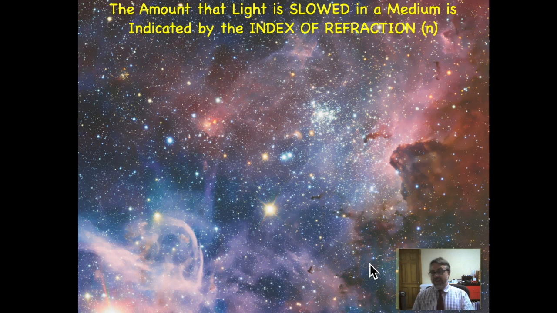Well, this amount that light is slowed down in a medium is indicated by the medium's index of refraction. Now, this is an empirical thing. That is, there's no easy way to calculate from basic principles what the index of refraction is. We have to measure it.